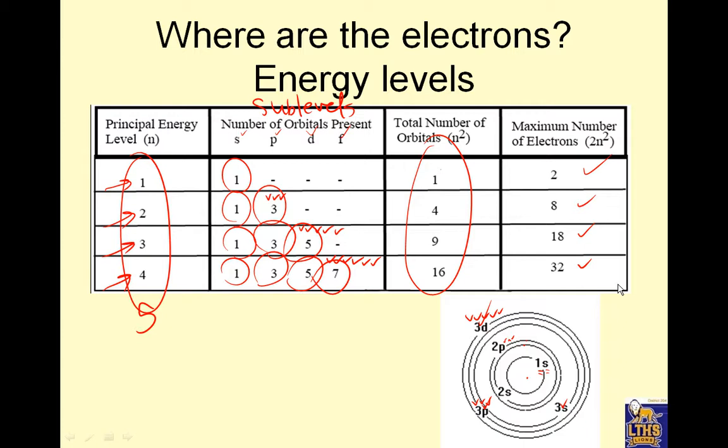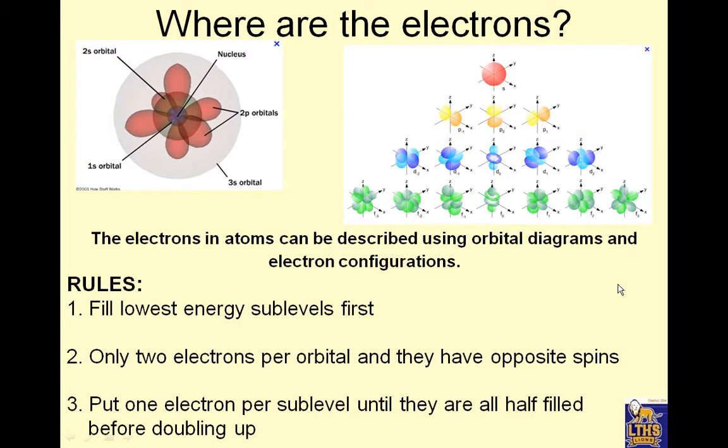Okay. So where are the electrons? Electrons are in energy levels. Where in the energy level? In the sublevels. Where in the sublevels? In the orbitals. So how do we explain where the electrons are in atoms?